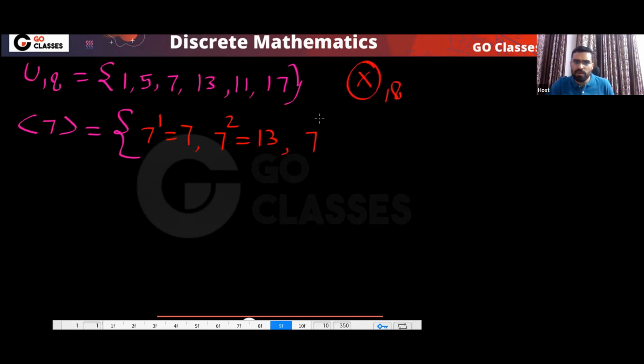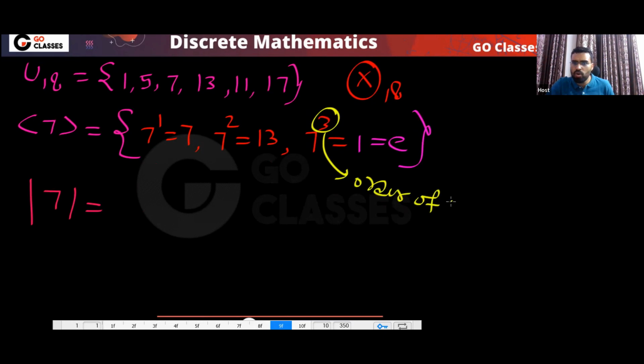And what is 7 power 3? Take your calculator and check it out. Is it 1? Because you got the identity element, you can stop here. So what is the order of 7? This number is the order of 7. Order of 7 means how many elements it has generated. 7 has generated 3 elements.